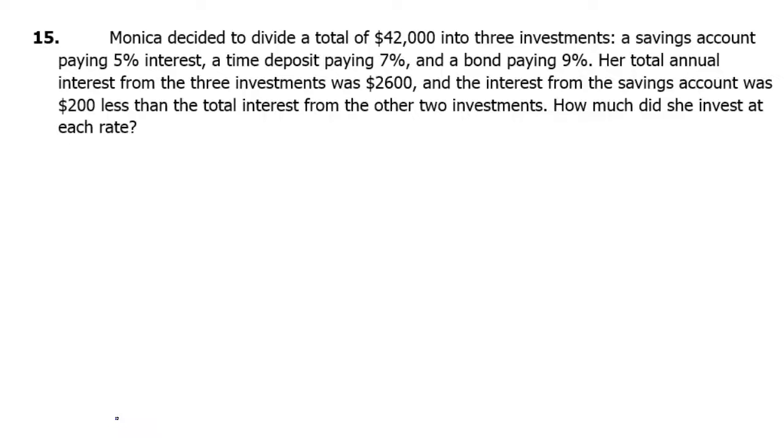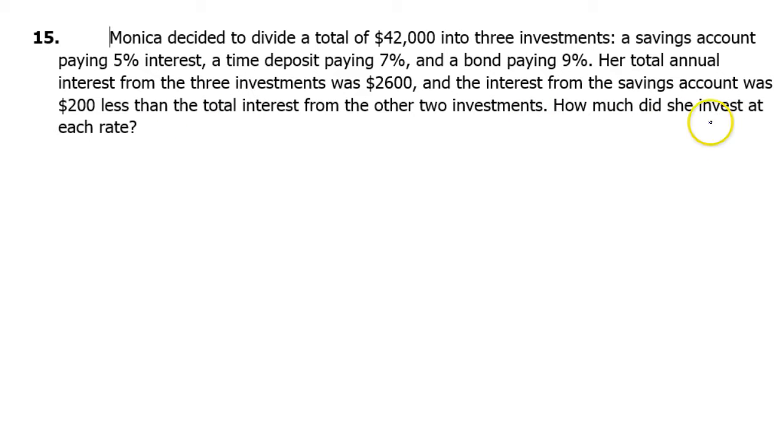In this video, I will show you how to use a matrix to solve a real-world problem. So let's read through. Monica decided to divide a total of $42,000 into 3 investments: a savings account paying 5% interest, a time deposit paying 7%, and a bond paying 9%. Her total annual interest from the 3 investments was $2,600, and the investment from the savings account was $200 less than the total interest from the other 2 investments. How much did she invest at each rate?